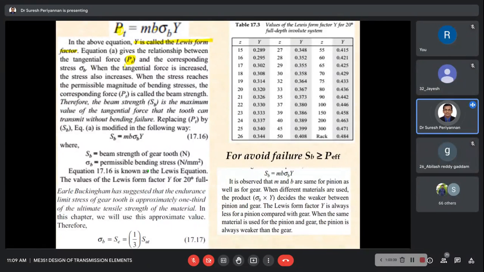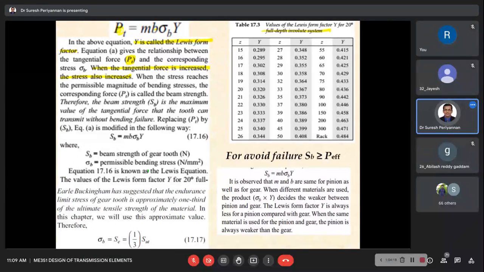When the tangential force increases, the stress also increases. The remaining parameters are constant, in the sense that once we design the appropriate dimensions of the gear teeth, M is followed as per the table, B, the width of the gear teeth, is followed as per the table, and Y also as per the table. Finally, which one is the variable parameter? While increasing the tangential load, the bending stress is going to increase. Reduce the tangential load, the bending stress is going to decrease.